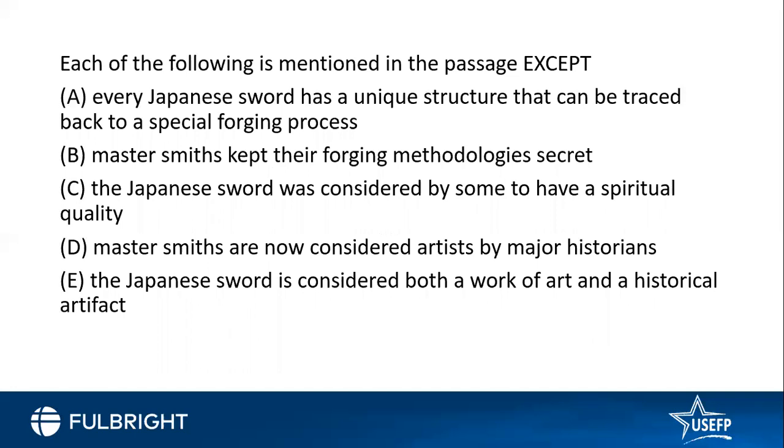Each of the following is mentioned in the passage except. Every Japanese sword has a unique structure that can be traced to its forging. Yes, they said it has a unique structure. Master smiths kept their forging methods secret. So, were they a secret? The Japanese sword was considered by some to have a spiritual quality. Master smiths are now considered artists by many. The Japanese sword is considered both a work of art and historical art. So there was no mention of secrecy in this passage, that they kept the process to themselves. So the correct answer is B.